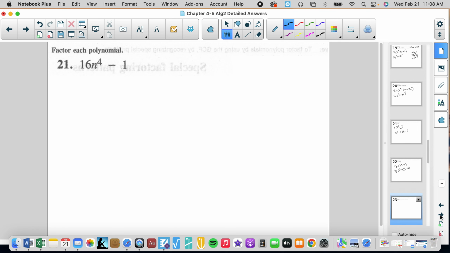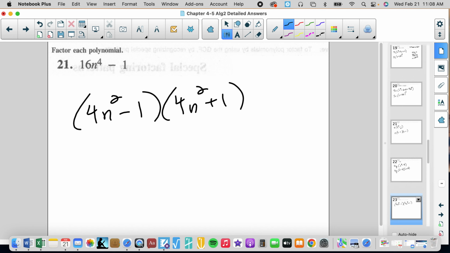2 terms, subtraction. Both of those terms are perfect squares, so they produce conjugates. 4n squared minus 1. Now let's do plus 1. No, let's do minus 1. 4n squared plus 1. Now, most students would stop here, but you have to check. This should be a warning sign. 2 terms, subtraction, and both are perfect squares. What does that mean? I can still factor this. This is that trick question that math teachers tend to give you.